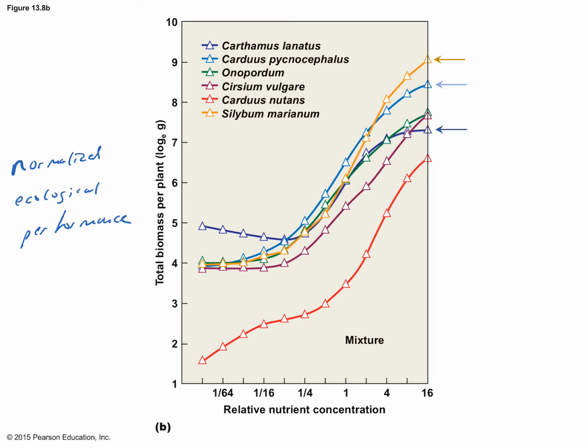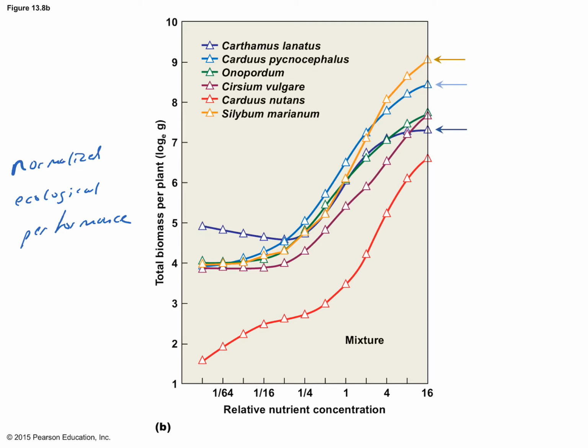All right. So, for example, if we divide the biomass of Carduus nutans right here, say at 1/64th, by the biomass of the best competitor, which in this case was Carthamus lanatus, then we get a number of less than 1. So if that's about 2 biomass, and this is about 5, that'd be about 0.4. That gives us a relative measure of the competitiveness of that species at that nutrient level. That is the normalized ecological performance. Okay, 1 would be the highest, the best competitor. All others must have a number less than 1.